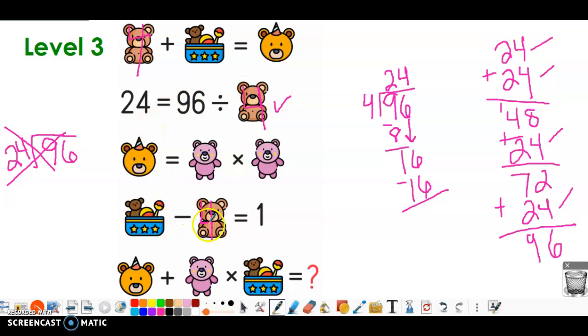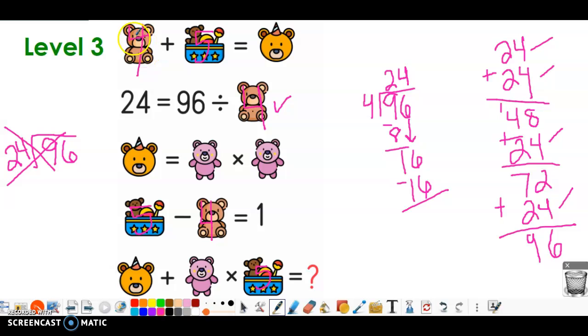Where can we go next? Oh, here we go. Toy box. Toy box minus 4 equals 1. So what minus 4 equals 1? That's right, 5, you got it. So 5 minus 4 equals 1 for toy box. So we can put 5 here for this toy box and 5 here for this toy box.